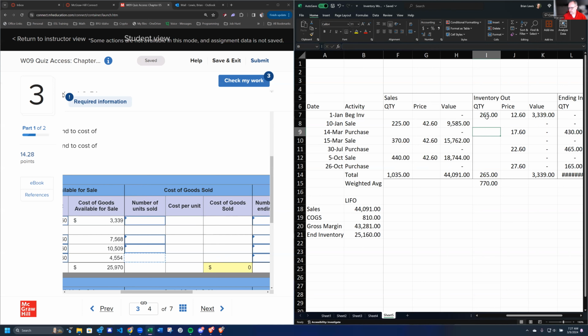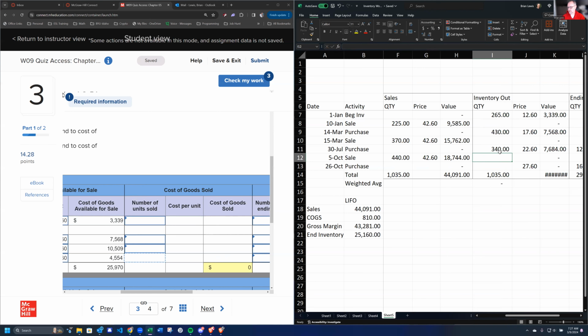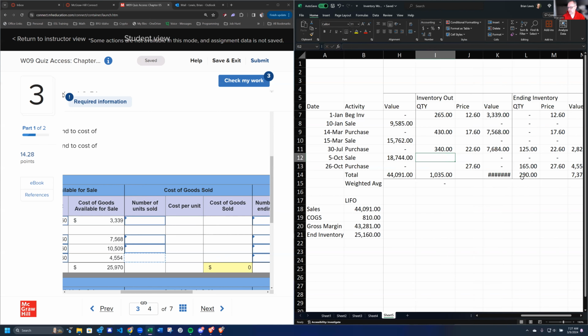This is going to be 430 here. We have 340 left, so we're going to do 340 here. And that leaves us with a cost of goods inventory out of 1,035, which matches our sales. And then we have our ending inventory values here.